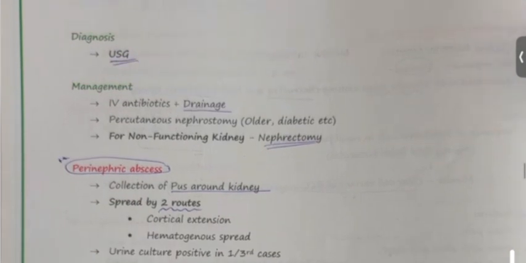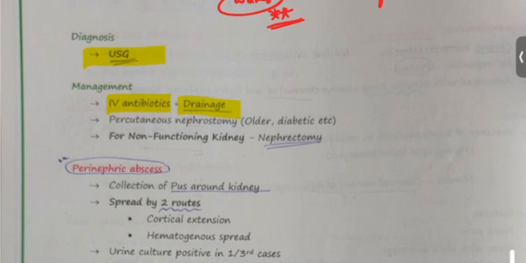How can we diagnose? Just like we all know, water is there in the kidney, so any fluid will be best appreciated by USG, so we'll go for USG. That is the diagnosis. After diagnosing, how will we treat? Drainage, and for infection we'll give antibiotics.